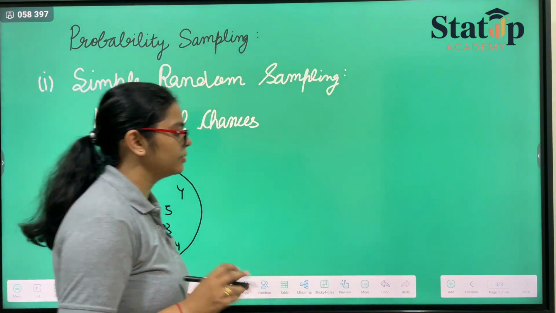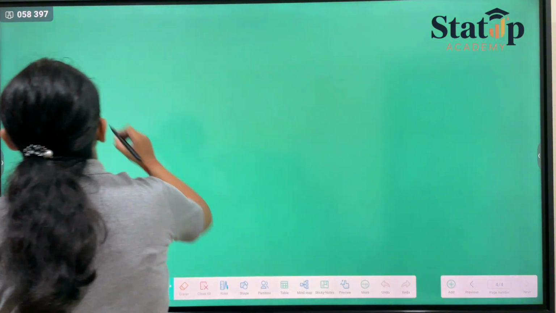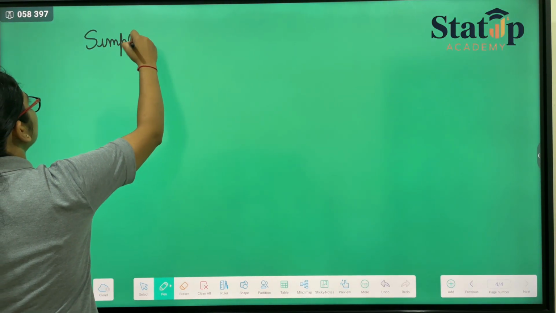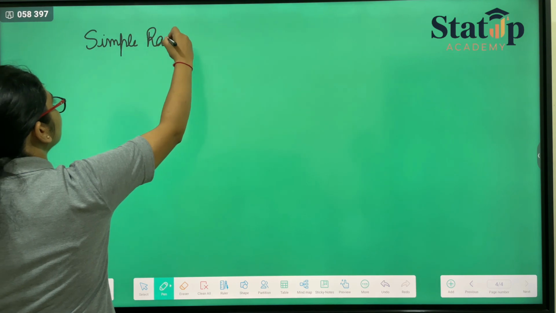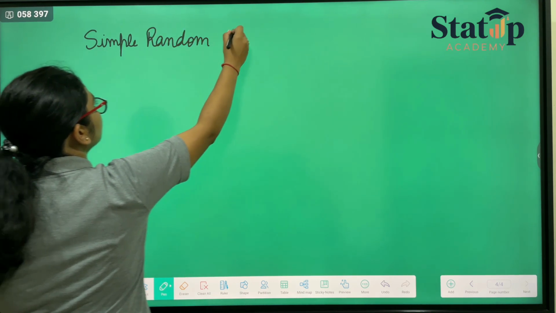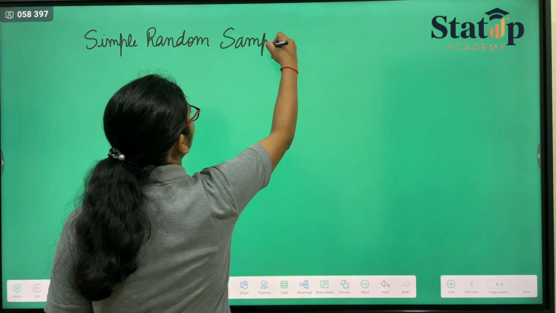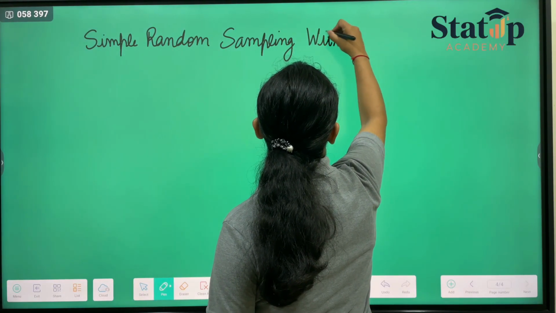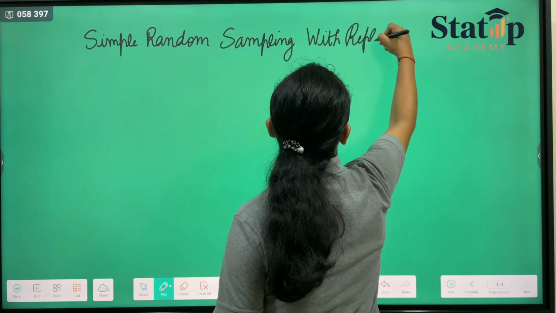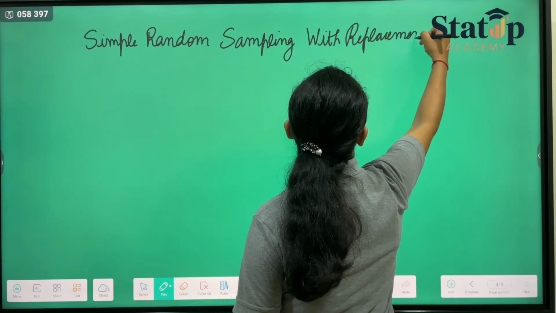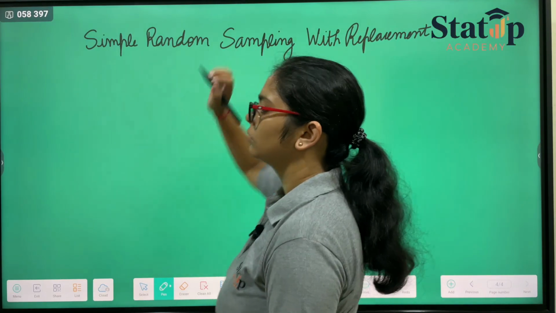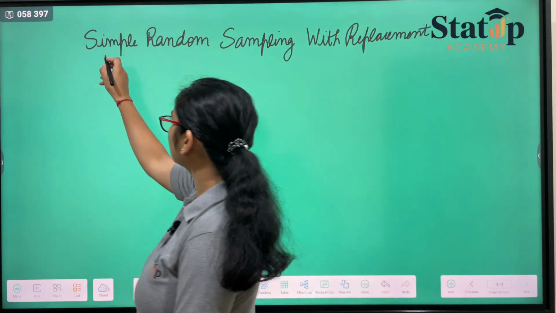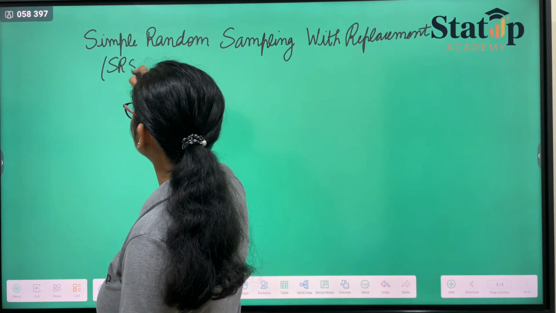There are two kinds of simple random sampling. The first one is simple random sampling with replacement, or we also call it SRSWR.